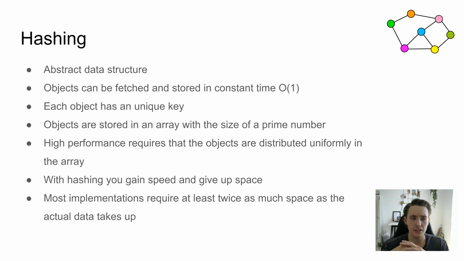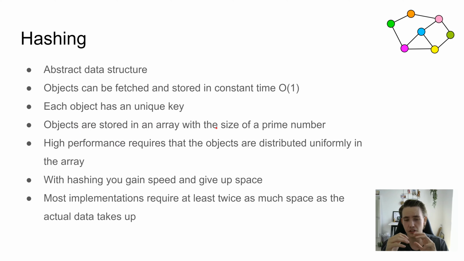In hashing, objects can be fetched and stored in constant time. So the big O notation is O(1), so it's constant time. And each object has a unique key in the data structure. So when we store our object in a hash table, that object is pointed to from a unique key to that specific element. And objects are stored in an array with the size of a prime number.